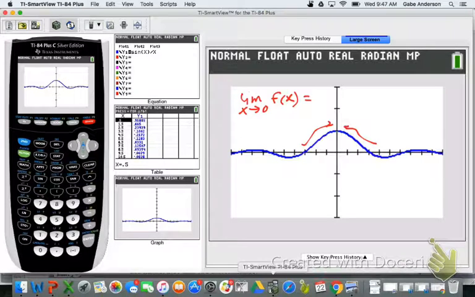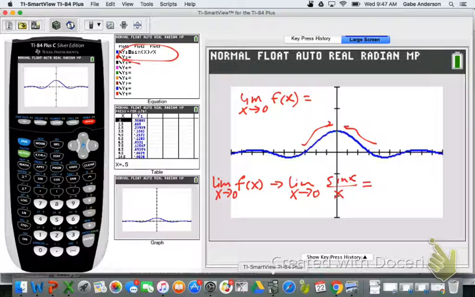But if you take a little closer look up here, can you see the function that produced that graph? Sine of x over x. So if we tried to do this analytically, if we said the limit as x goes to 0 of f of x, that would be the limit as x goes to 0 of sine of x over x. And if you think about the way that we typically would think about limits, we just plug in, right? Do a direct substitution.